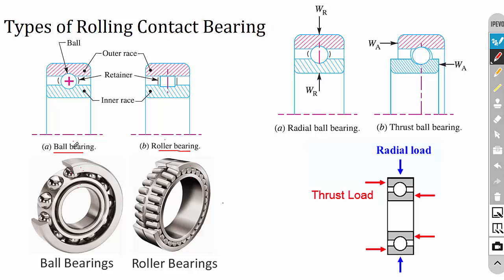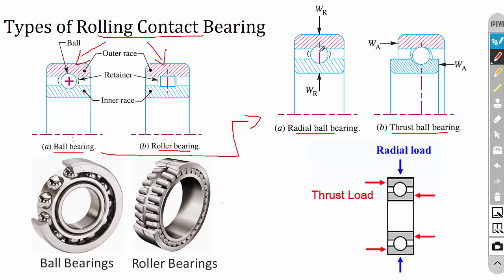So first we'll focus on the ball bearing. The ball bearing is further split into two. One is radial ball bearing and the other one is thrust ball bearing. So in general the rolling contact bearing is split into two, that is ball bearing and roller bearing. Further, this ball bearing is split into two: radial ball bearing and thrust ball bearing.